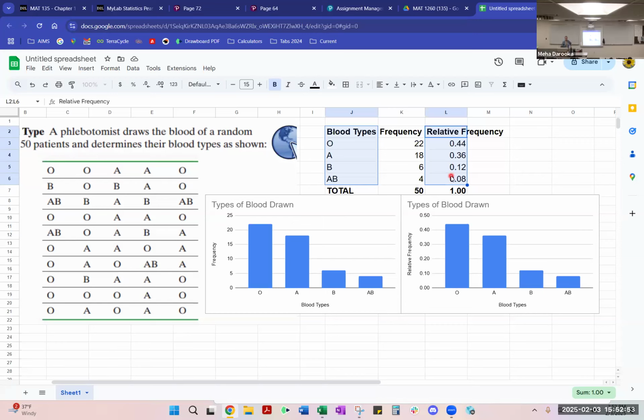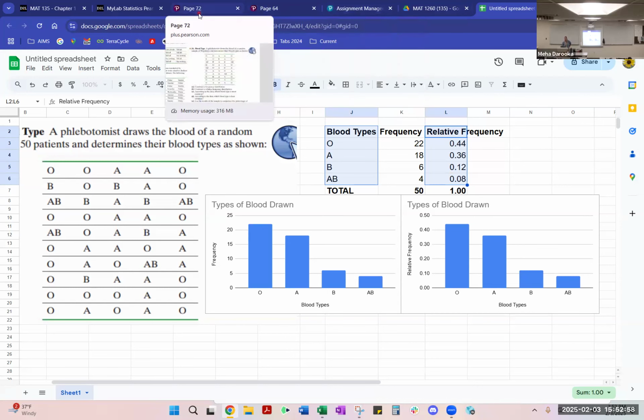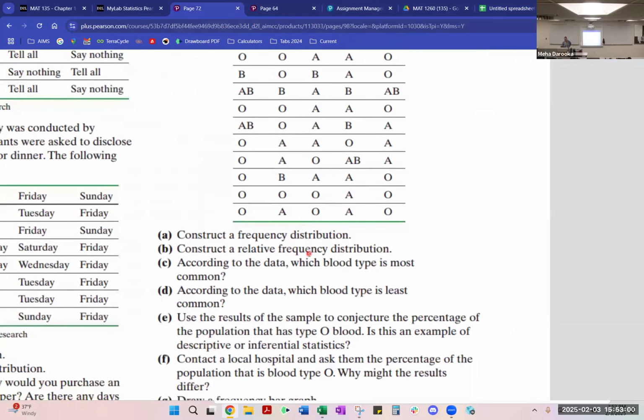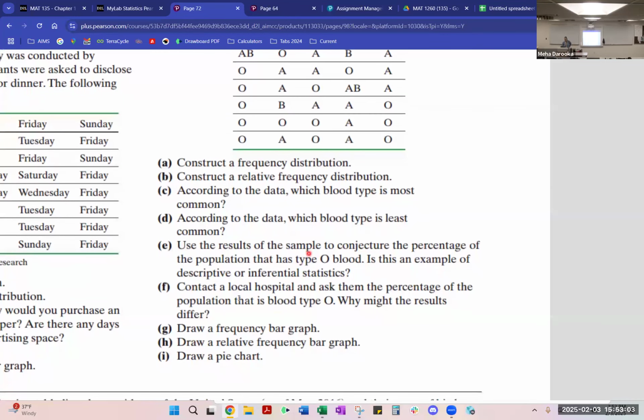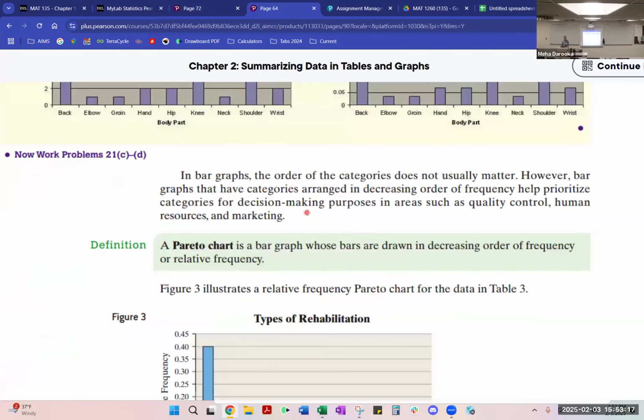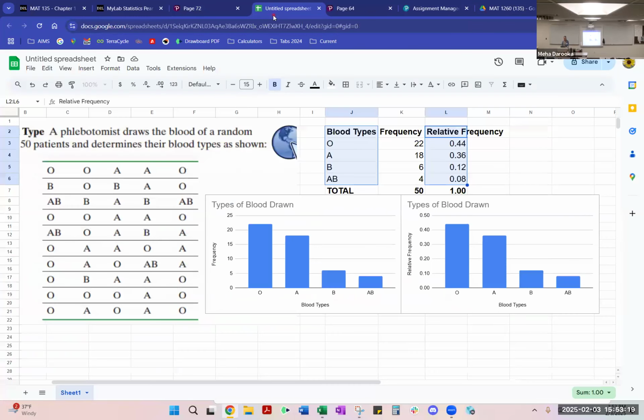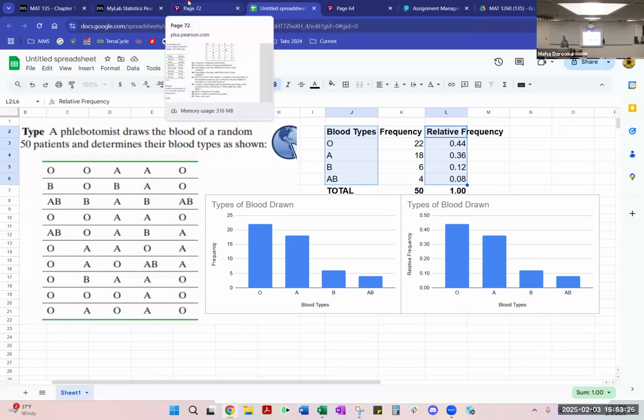All right, questions on this one here, guys? Okay, so let's see, this was, I think, our third. Yeah, draw a frequency bar graph, draw a relative frequency bar graph. So we've got both of those. Now you will see here, you've got some other questions. They're asking you, according to the data, which blood type is the most common. So of course, the most common blood type here, obviously, is going to be blood type O, right? Because that's where you have the highest frequency of 22 out of 50 patients.